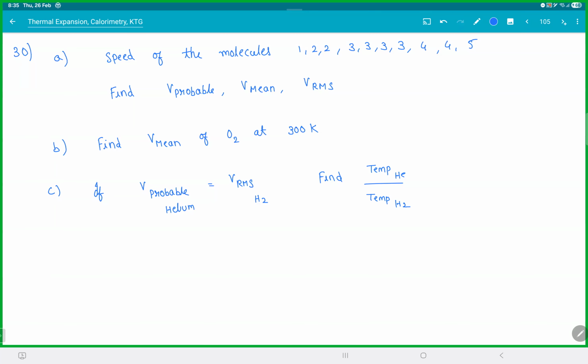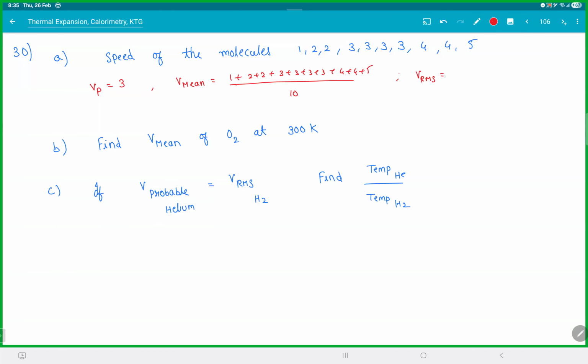Yeah, the first was straightforward. V probable is the velocity which repeats a lot. You can clearly see 3 is repeating more times, so 3. V mean is simply just add them up: 1 plus 2 plus 2, 3, 3, 3, 3, 4, 4, 5 by 10. That is also coming to be 3.